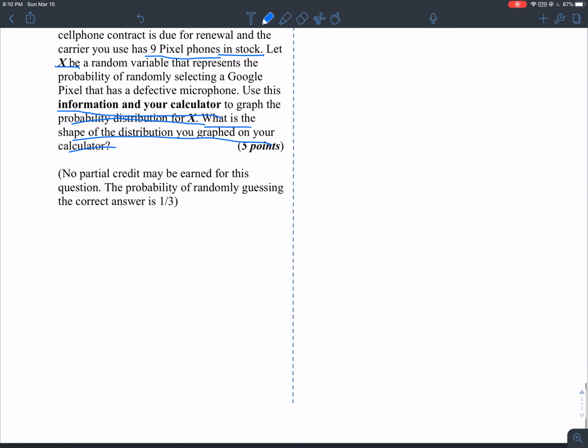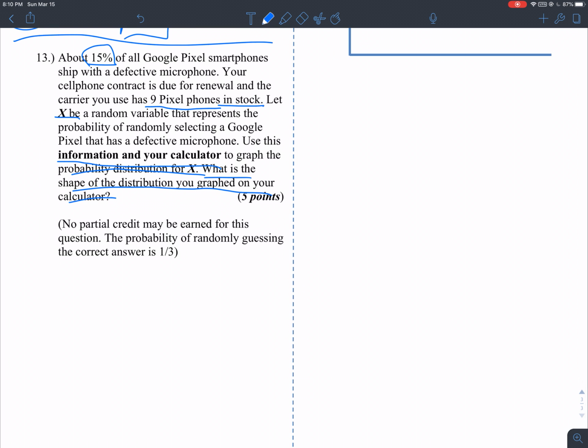So this is a binomial distribution. Seems like it. We have the probability of success here, which is 15%, or 0.15. And we have our number of trials, which is 9 Pixel phones. Now the problem here is they're not asking for the probability of a specific number of successes. They're asking for the whole probability distribution, all of the options.